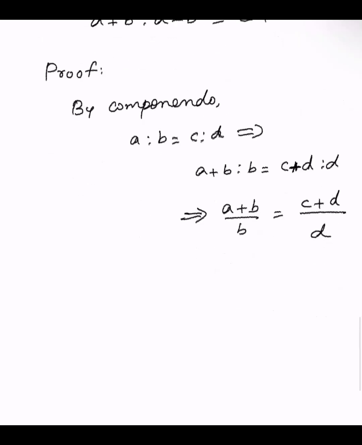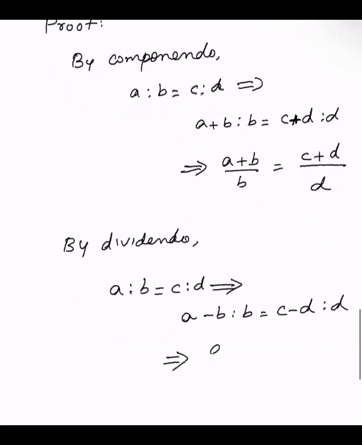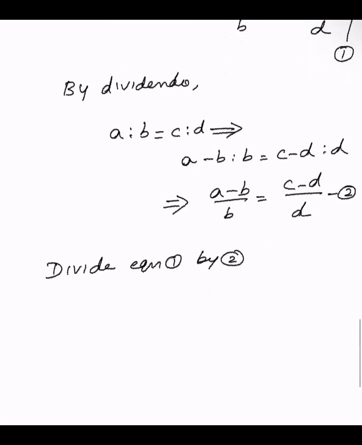Now, by dividendo, what do we do? By dividendo, A is to B equal to C is to D implies A minus B is to B equal to C minus D is to D. This implies A minus B by B equal to C minus D by D. Just put this as equation 1 and this as equation 2.